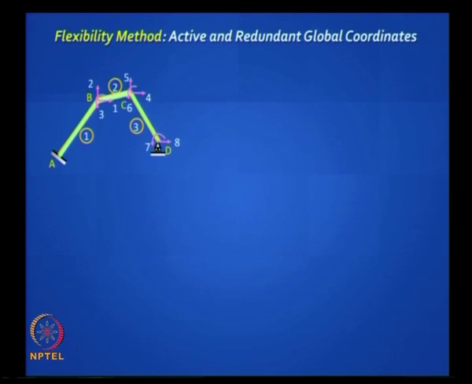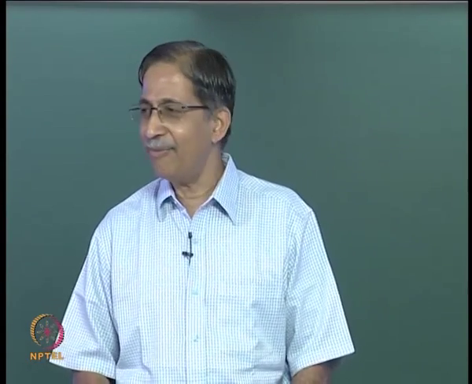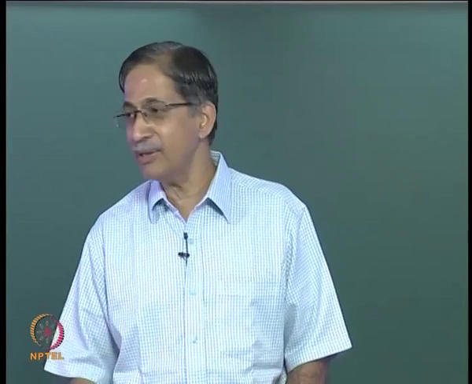You have 8 active degrees of freedom. I have put the same numbering 1, 2, 3, 4, 5, 6, 7, 8. I am not showing the reactions yet. Actually flexibility method is more suited for manual analysis, so you can always get the reaction once you have got the free bodies. So for the present, let us not worry about reactions, but you can find reactions if you really want to. We will skip that.